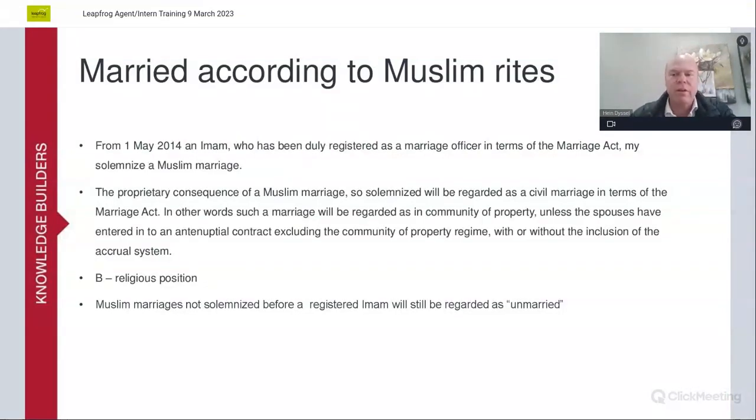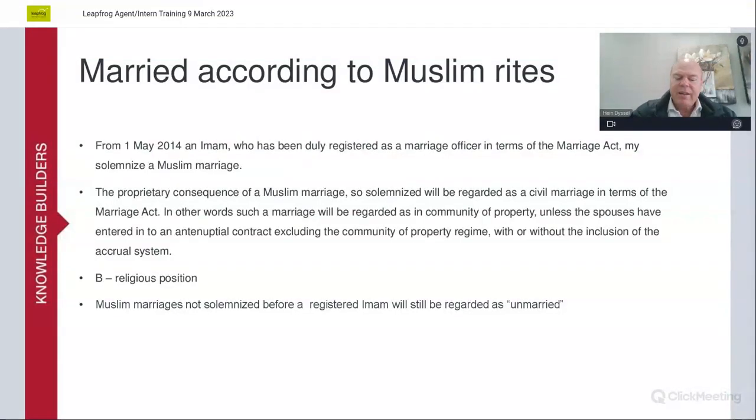So there is a difference with regards to marriages according to Muslim rites, because the one will be described as Muslim rites in terms of any deed. If it was just in front of the imam, who is not registered as a marriage officer, it's then according to Muslim rites, and you are seen as unmarried. If you got married in front of an imam who is registered as a marriage officer, so after your marriage, you got a marriage certificate from the Department of Home Affairs, then you married in community of property or out of community of property if you had an antenuptial contract in place before you got married.